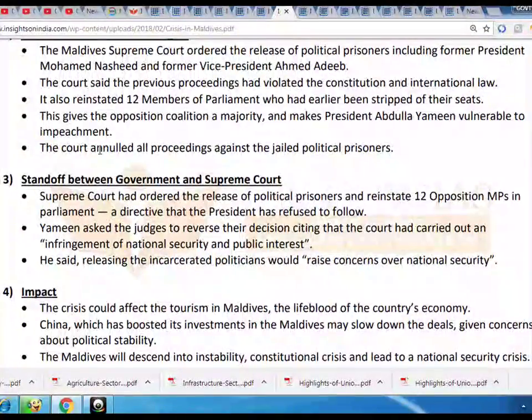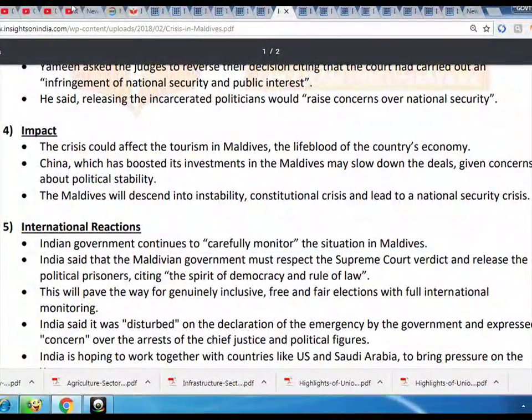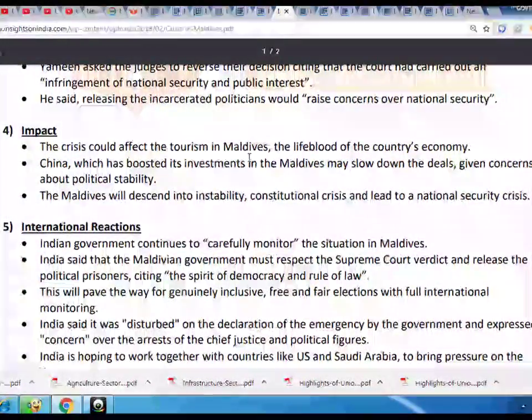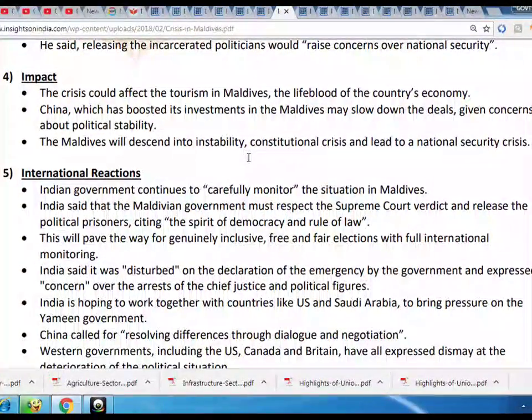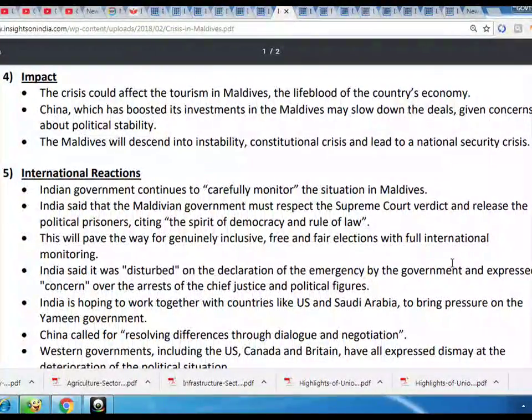For impact, the crisis could affect tourism in the Maldives, the lifeblood of the country's economy. China, which has boosted its investments in the Maldives, may slow down the deals, given concerns about political stability. The Maldives could descend into instability and a constitutional crisis, and lead to a national security crisis.